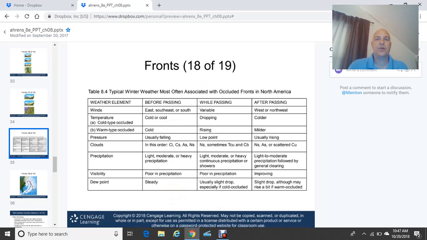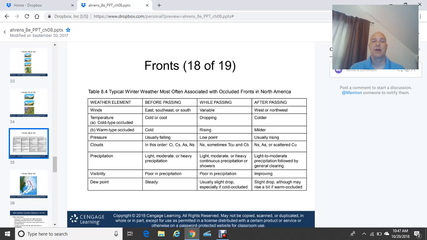Here is an example of typical winter weather during the wintertime, most often associated with occluded fronts in North America. Generally, it depends on if it's a cold type occluded front or a warm type occluded front. But with any frontal system as it moves into the area, it's gonna result in falling barometric pressure out ahead of it, and the air pressure will usually rise behind it. And the precipitation really depends on whether you have a cold or warm type occlusion. Cold type occlusions you get more typical cold frontal weather, more showery precipitation. With warm type occlusions, you typically get more of a warm frontal type weather.